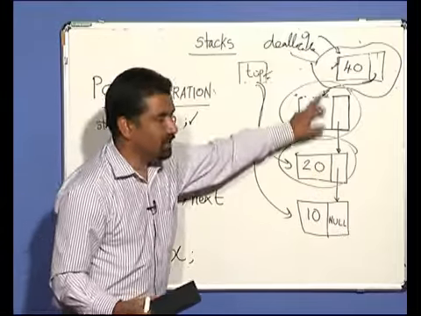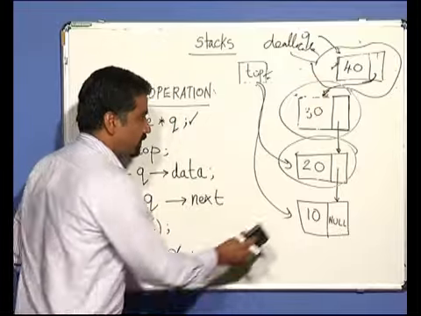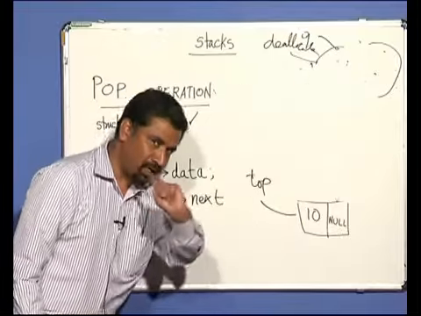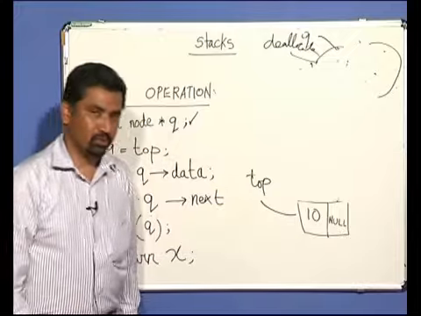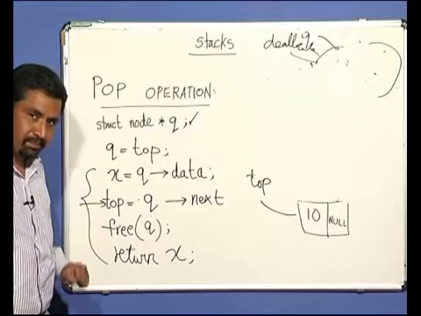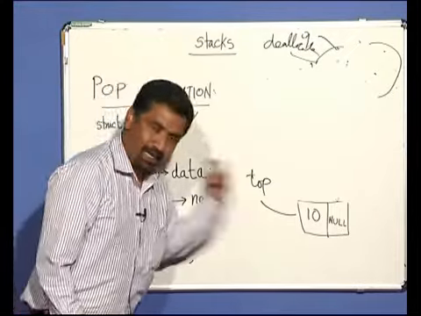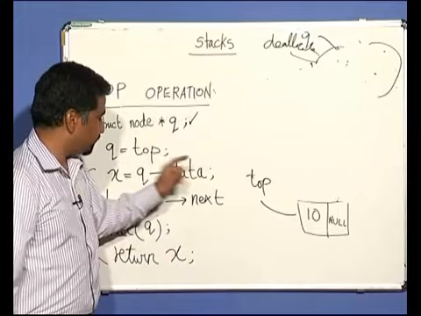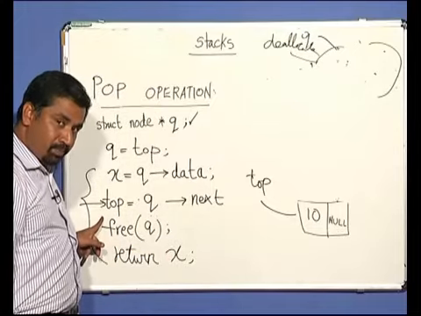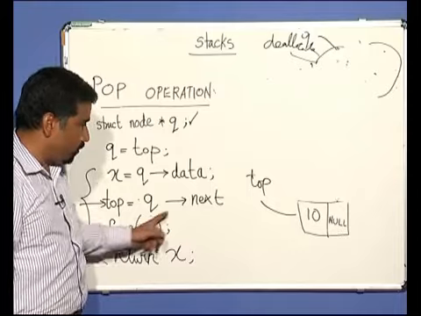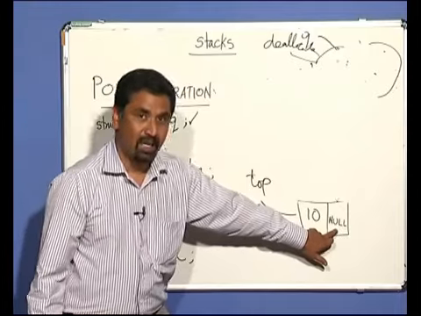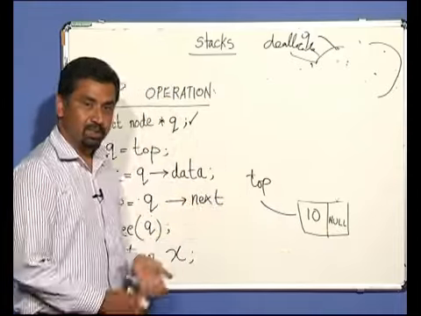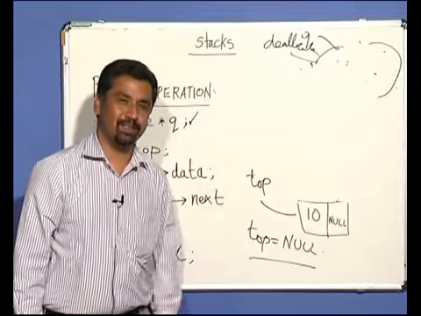So once these three are popped, there is only one element left, that is the top element. If you pop that also, what will this code do? Obviously 10 is obtained. What happens to top? You can see here, top will become Q cap next, that is nothing but null. So once you pop this, top becomes null.